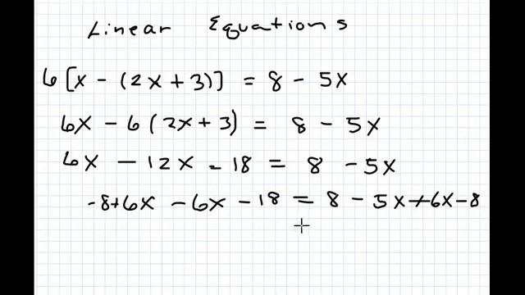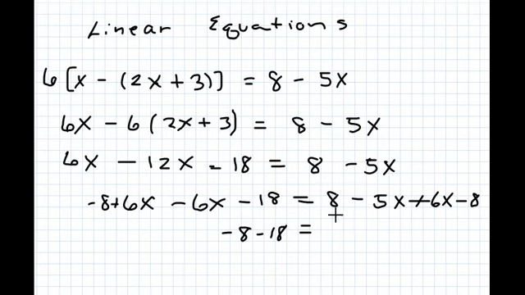So I have a 6x and a minus 6x, so that's going to go away, right? So that's 0. And then we have a minus 8 and a minus 18. I'll just rewrite that.